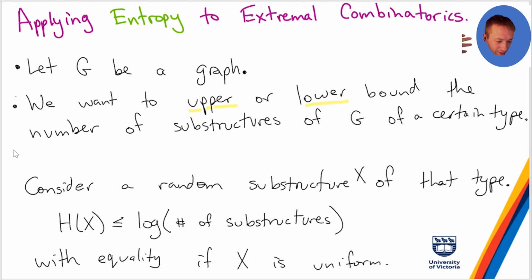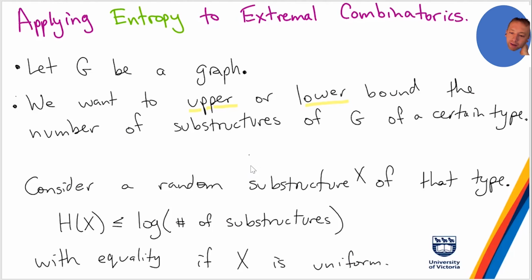The way we're going to apply this is as follows. Let G be a graph, and suppose I want to prove an upper bound or a lower bound on the number of substructures of G of a certain type. The first thing we're going to prove next time is, suppose I have a graph with some special properties and I want to upper bound the number of perfect matchings, for example.